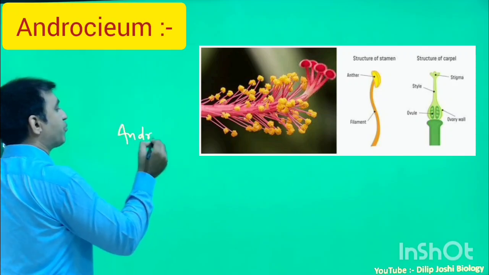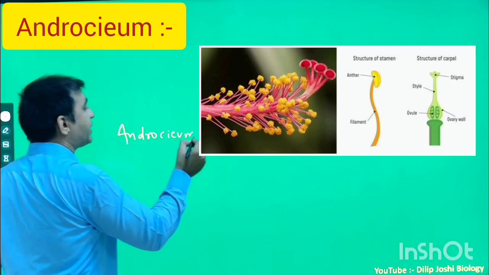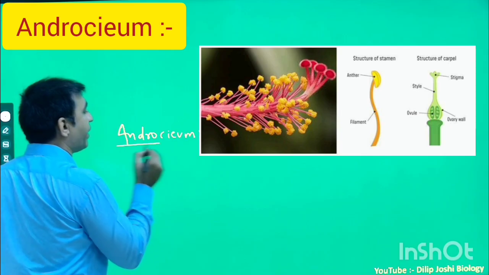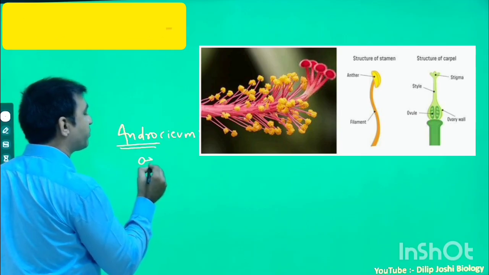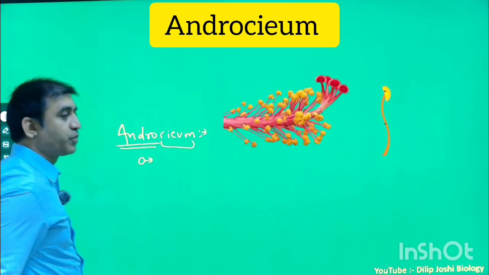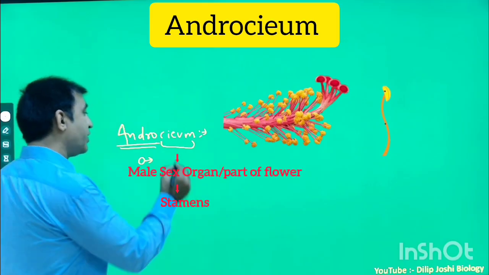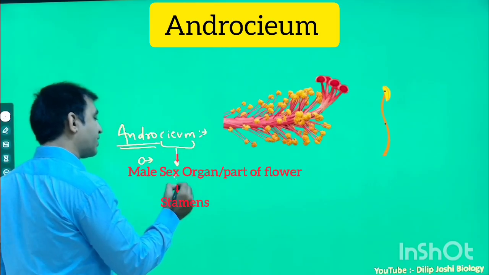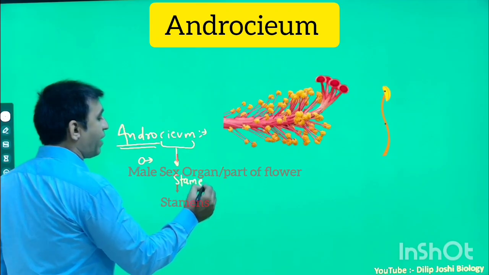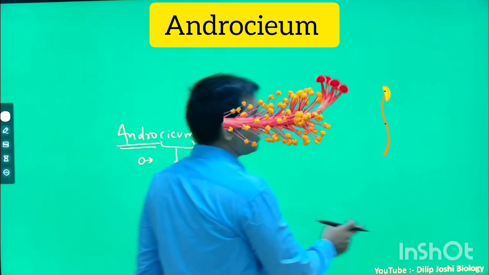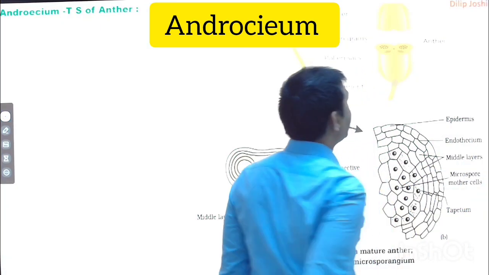Androecium. As I told you, andro means male, and ecium means house. So this is the male sex organ, and its units are called stamens. When we see the structure of a stamen, it consists of two parts, that is anther and filament.